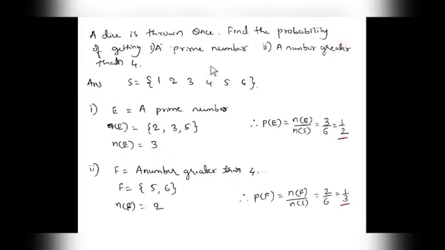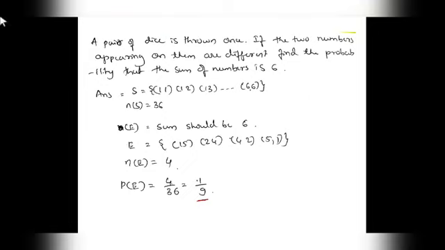Now second one, a number greater than 4. Let's take this event as F. F is equal to a number greater than 4. Then F is equal to the numbers greater than 4. We have only two choices, 5 and 6. n of F is equal to 2. Therefore probability of F is equal to n of F divided by n of S. That is 2 divided by the number of outcomes in the sample space, 6. 2 divided by 6 is equal to 1 divided by 3.